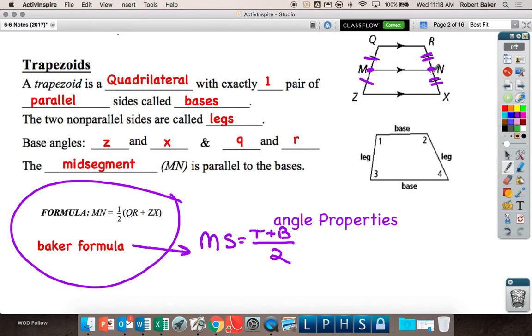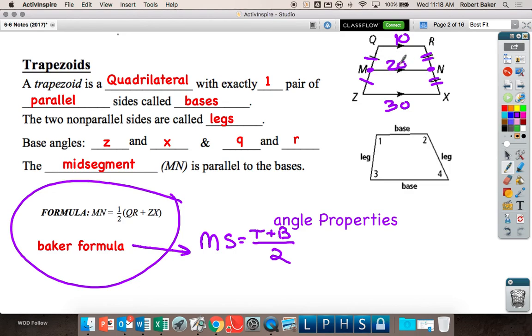So let's call the top 10. Let's call the bottom 30. And let's solve for the mid-segment. Top is 10. Bottom is 30. So top plus bottom is 40. And what is 40 divided by 2? 20.